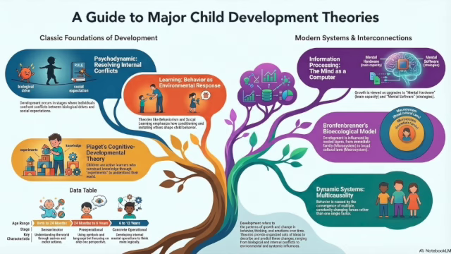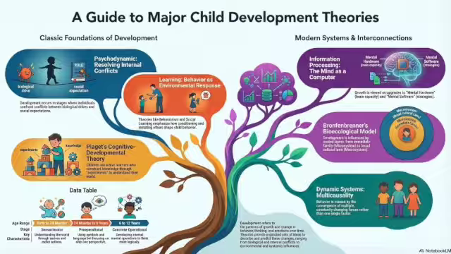Urie Bronfenbrenner mapped this out brilliantly with his bioecological model. Wow. Picture the developing child at the center of a Russian nesting doll. Okay, I'm picturing it. The innermost doll is the microsystem, the immediate family and friends. The next layer out is the mesosystem, which is how those immediate groups interact.